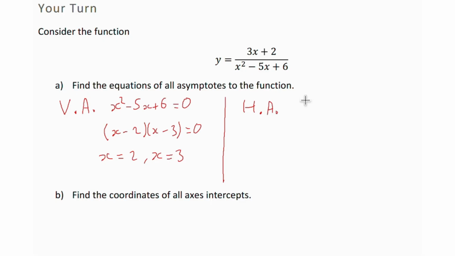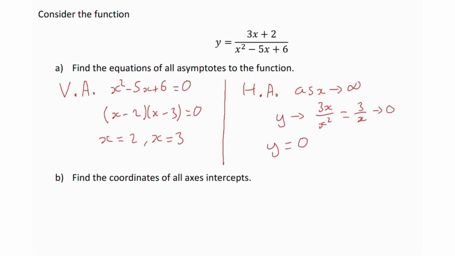Horizontal asymptote. Now we either remember the result for a linear over a quadratic, or we think, as x tends to infinity, what happens? As x tends to infinity, y is tending to 3x over x², because they're the most important terms in each of the parts. But that is 3 over x, which tends to 0. So our horizontal asymptote is y = 0.